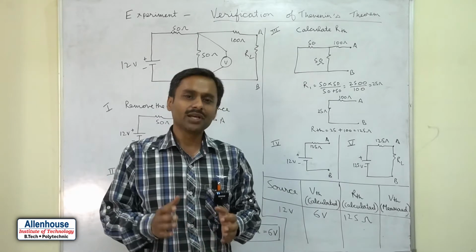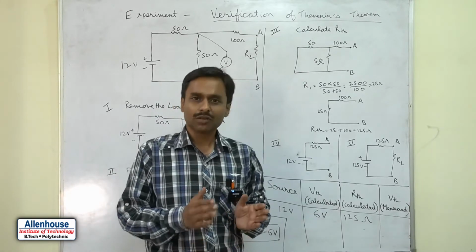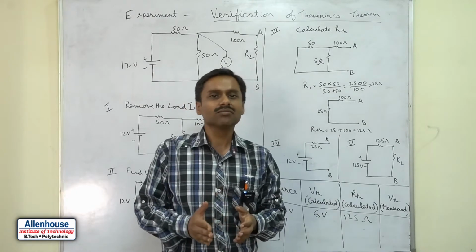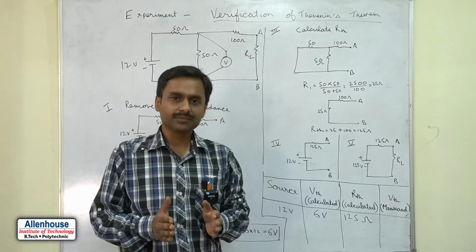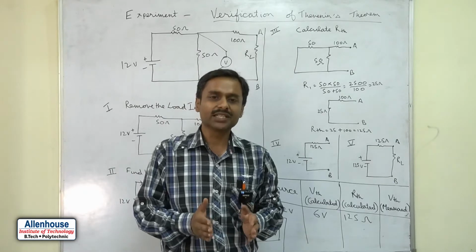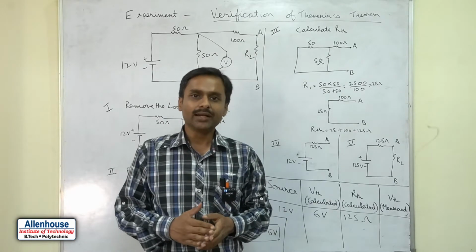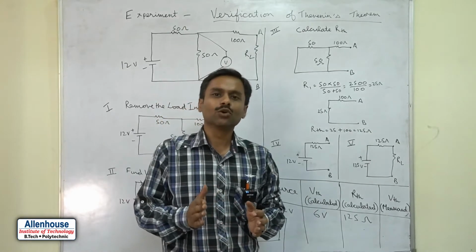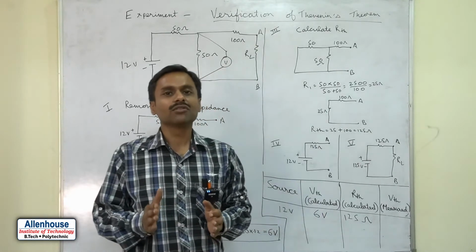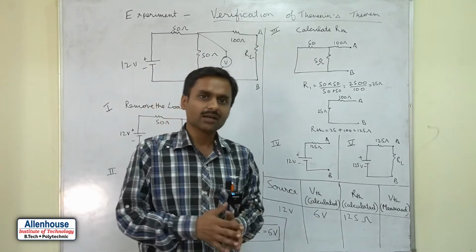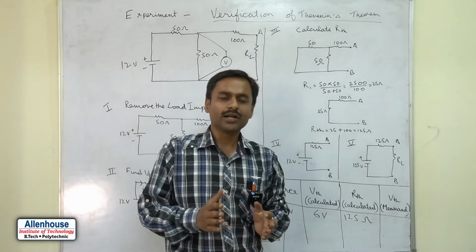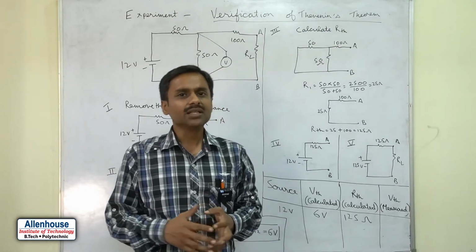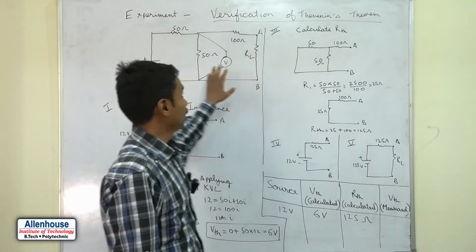This is the way we calculate Rth. First we calculate Vth, then we calculate Rth, and then in the last step we join Vth and Rth in series, and we connect the load impedance RL, which we removed in the first step, in series with Vth and Rth. So to begin with, we start with step 1.